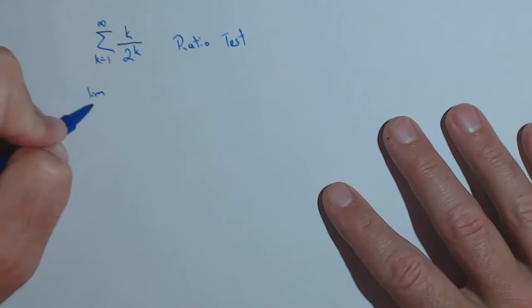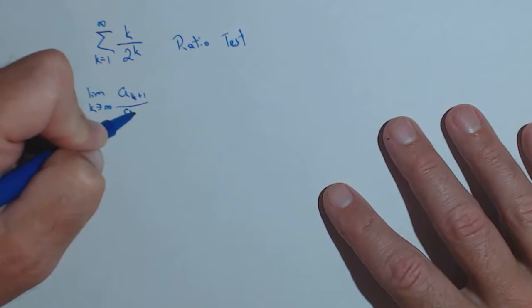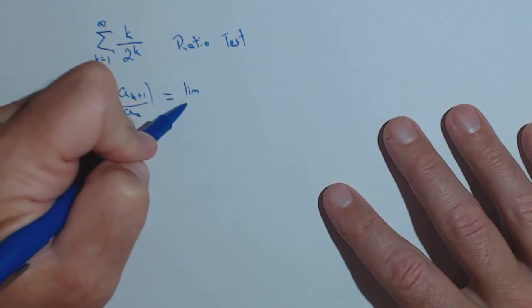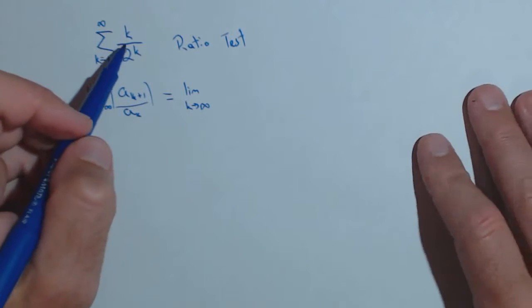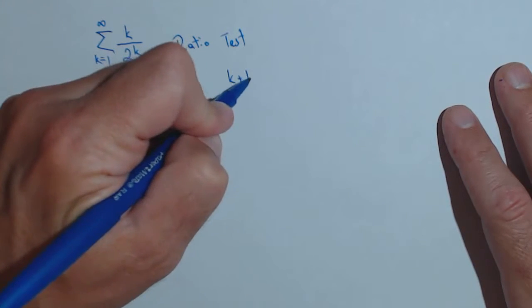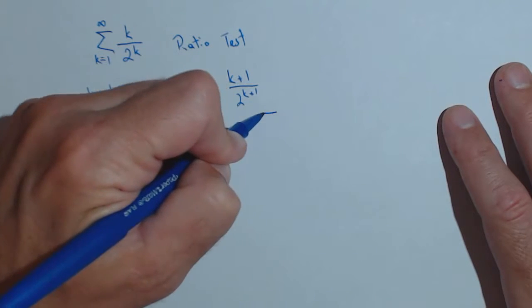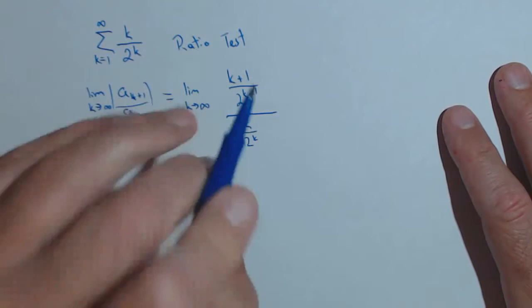So the ratio test says we take the limit as k goes to infinity of a sub k plus 1 over a sub k, the absolute value of that ratio. So we're going to look at the limit as k goes to infinity. The absolute value is not going to make a big difference in this one. So let's just go ahead and we have k plus 1 over 2 to the k plus 1, over k over 2 to the k, excuse me.